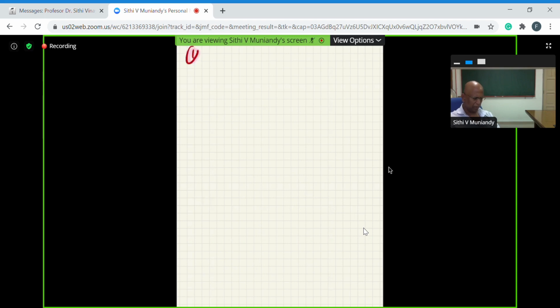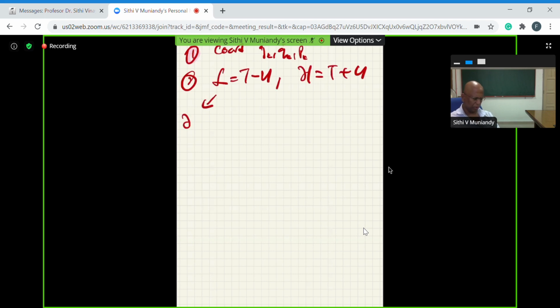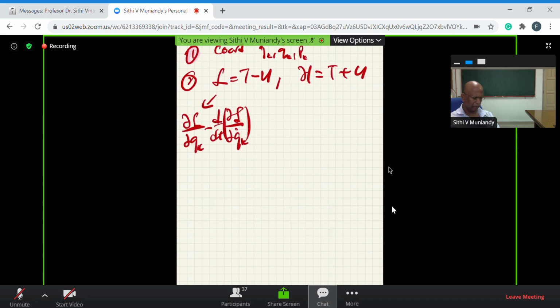So just go through a particular system, any system. Identify the coordinates qk and then pk, and then learn to calculate your T minus U for the Lagrangian, and the Hamiltonian is T plus U. If you follow this route, the equation of motion for the Lagrangian is dL over dqk minus d over dt of dL over dq dot k equals 0.